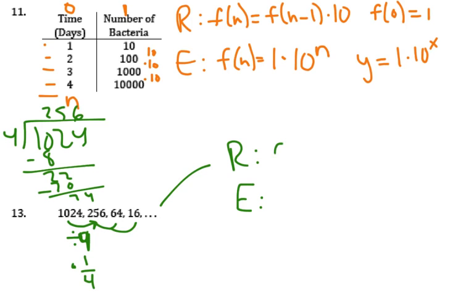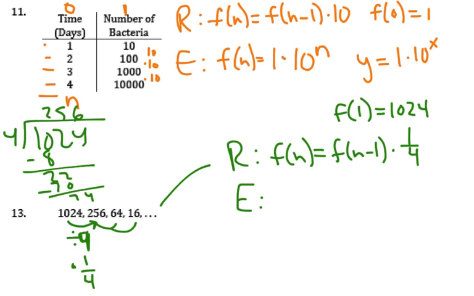So for our recursive, we say to get our next answer, we take the previous answer, we times it by 1/4. And where did we start? Our first term was 1024.